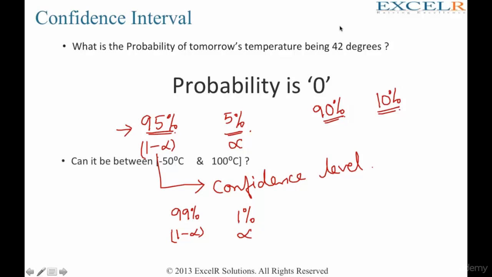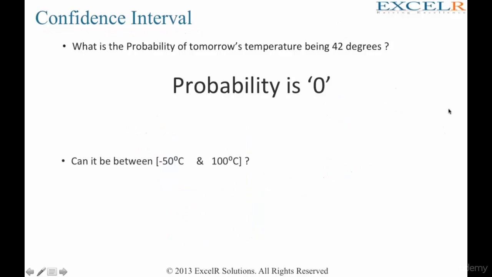Right? Since probability associated with a single value is 0, you need to come up with an interval estimate or a range. But the range cannot be so wide. You need to come up with a range given a confidence level. Hence, the interval that we come up with is called a confidence interval.